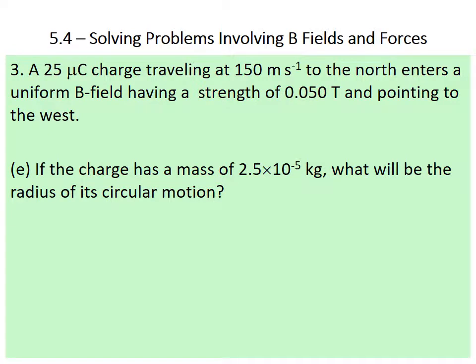Okay, and part E, if the charge has a mass of 2.5 e negative 5 kilograms, what will be the radius of its circular motion? Well, if you go to topic 6, which is on the same page, you should see topic 6.1, circular motion. We have this equation, F equals m v squared over r, and r is the radius that you'll be looking for.